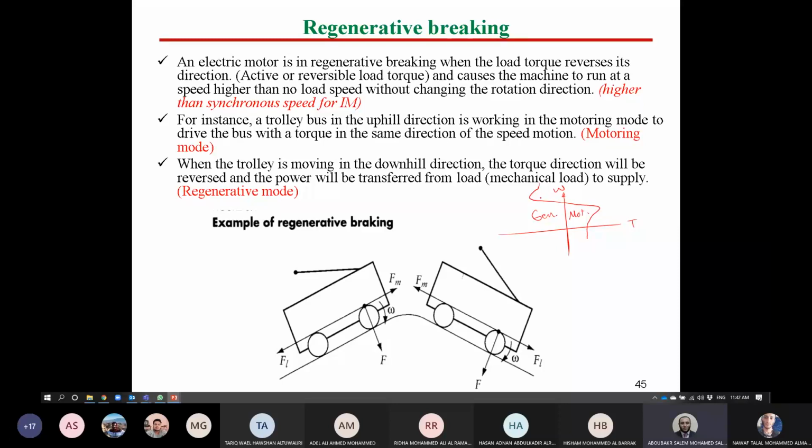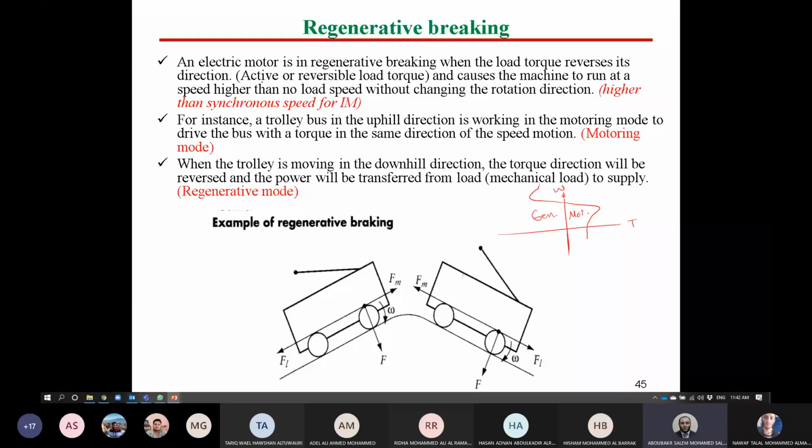So in order to do that, we need our load to be flexible enough to be reversed to negative. Not all loads can be converted to negative, only active load. We call it active or reversible loads. These loads can be converted to negative.